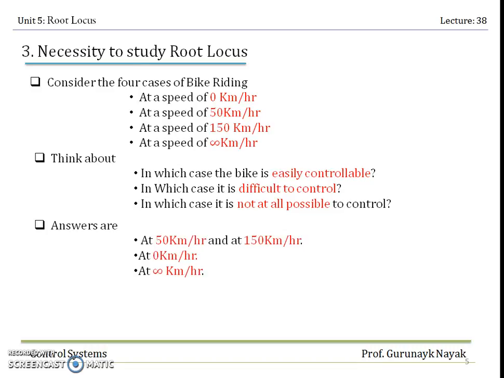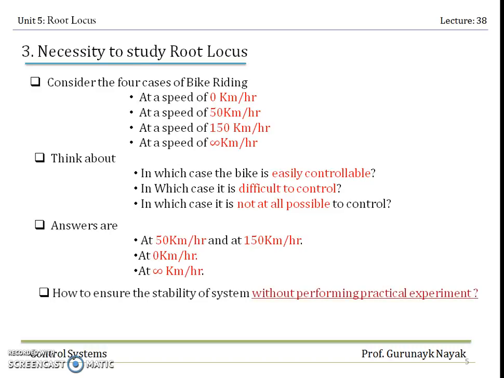The answers can be: the bike may be easily controllable at 50 km/h or 150 km/h, it is difficult to control at 0 km/h, and it is not at all possible to control at infinite km/h. What I mean by control is that the bike should stand only on the two wheels without any support. Let us highlight the two cases: 0 km/h is difficult to control, and infinite km/h is not possible to control.